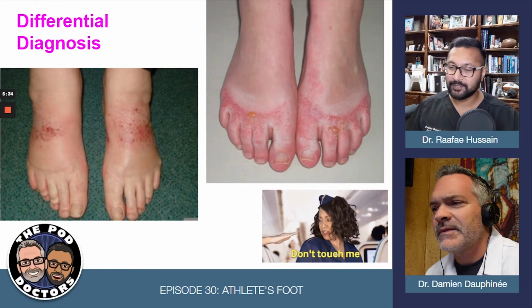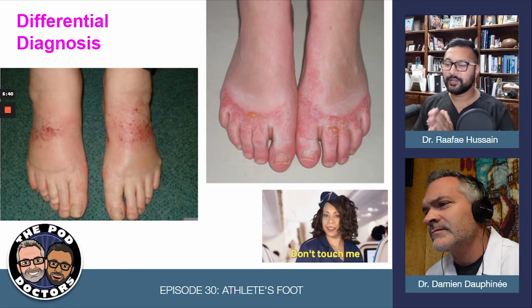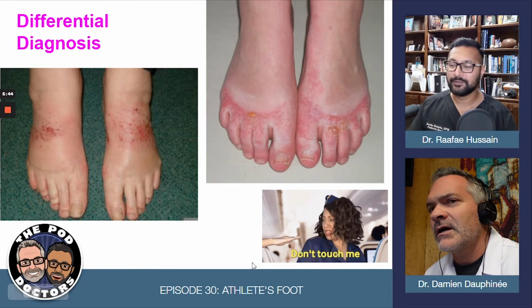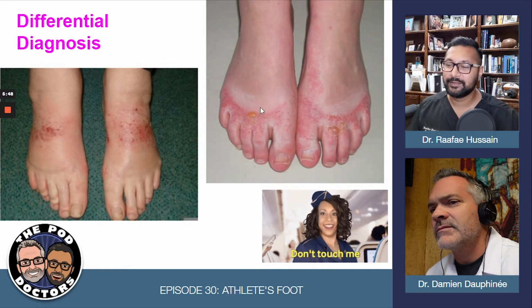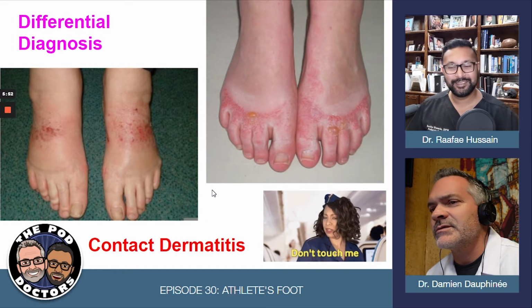Here's another one. Ouch. So that looks no fun. Patient comes in, very tender. They've got blisters and stuff going on. But take a good look at that. You can see that it's almost mirrored on both feet. So I would worry about a topical hypersensitivity to something. Well, contact dermatitis. Yeah, contact dermatitis, exactly.